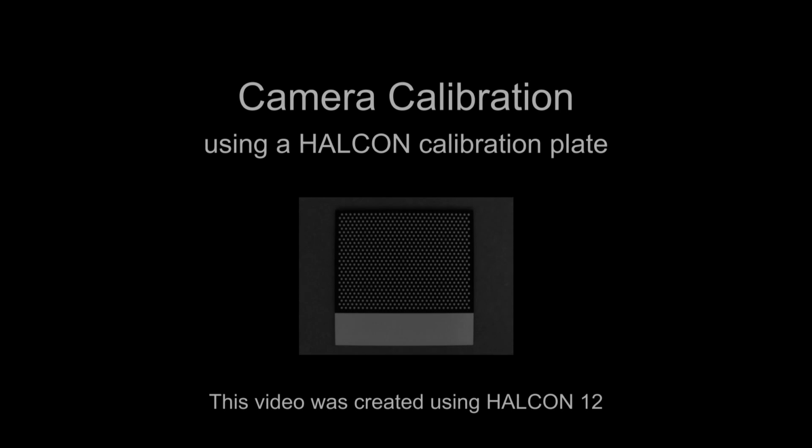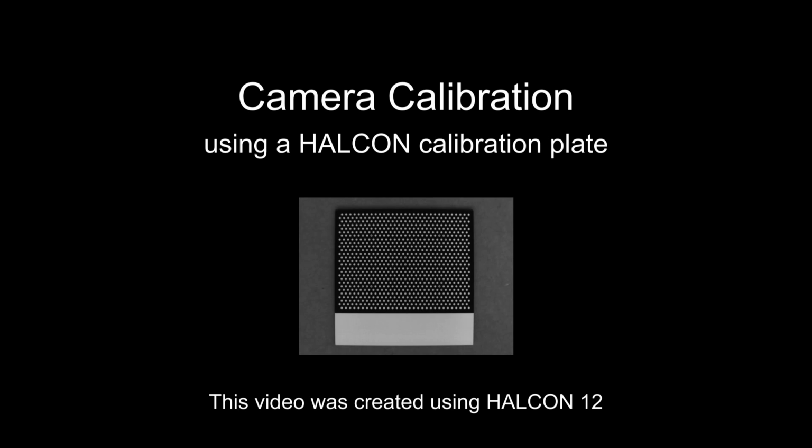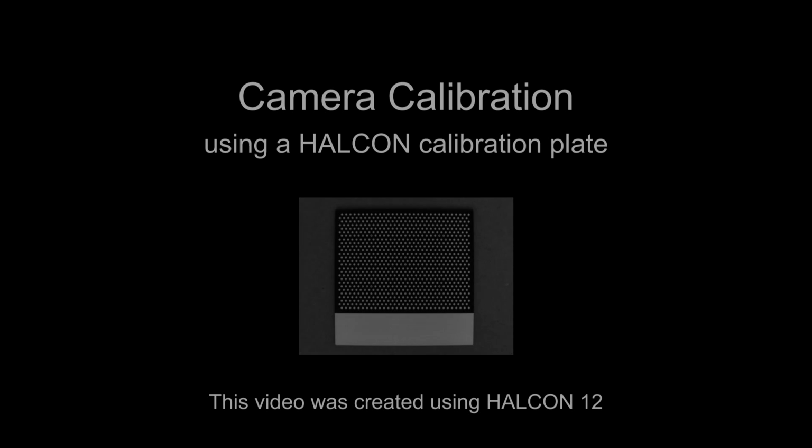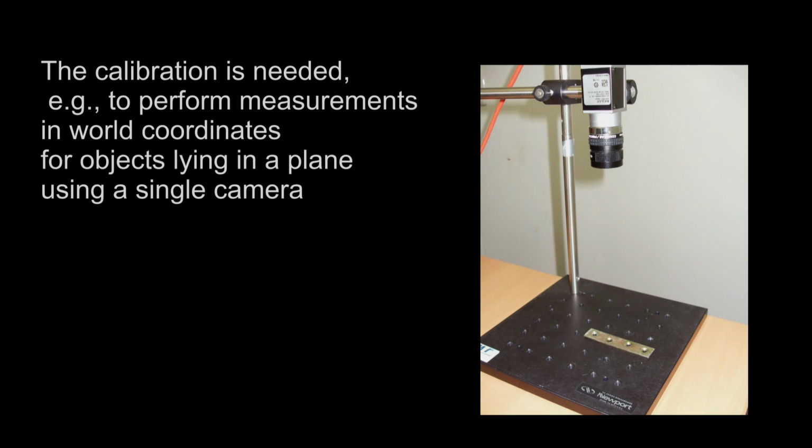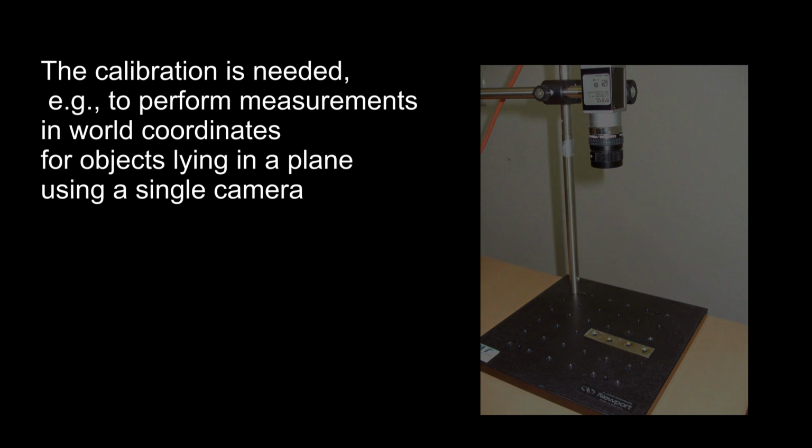This video shows how to calibrate a camera using a standard HALCON calibration plate. The calibration is needed, for example, to perform precise measurements in world coordinates for objects lying in a plane using a single camera.